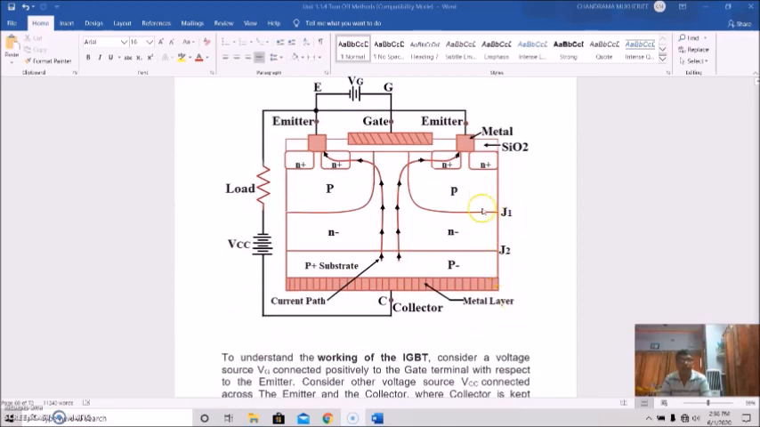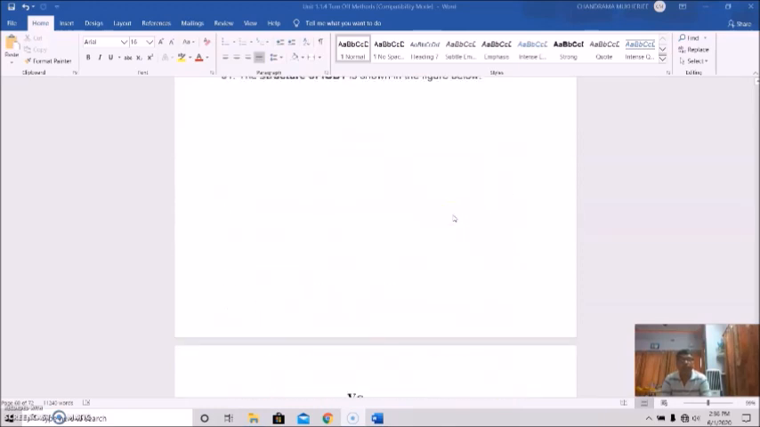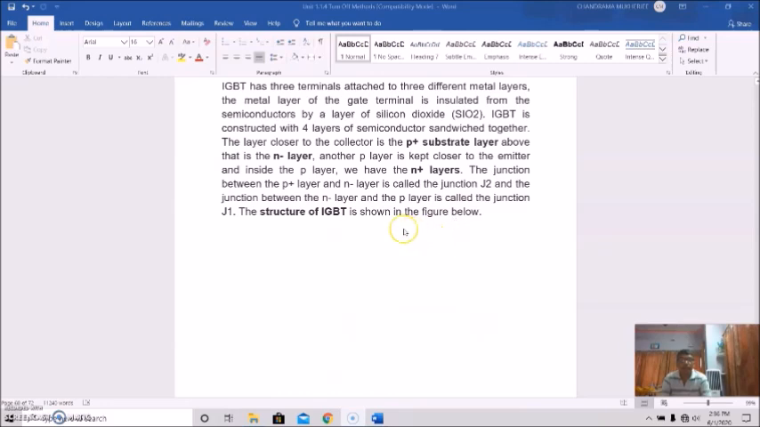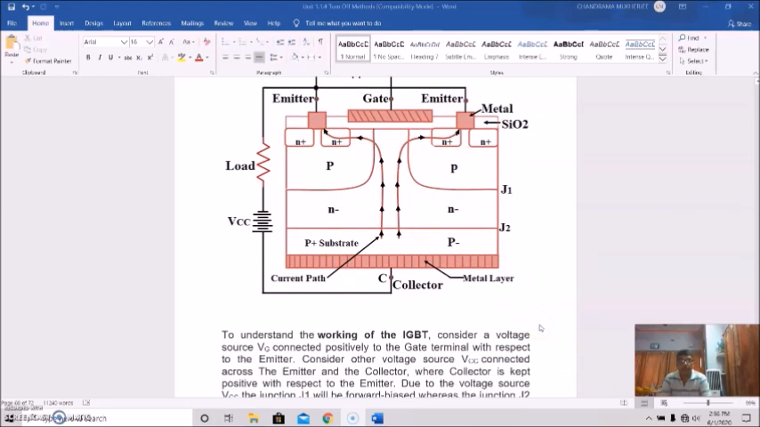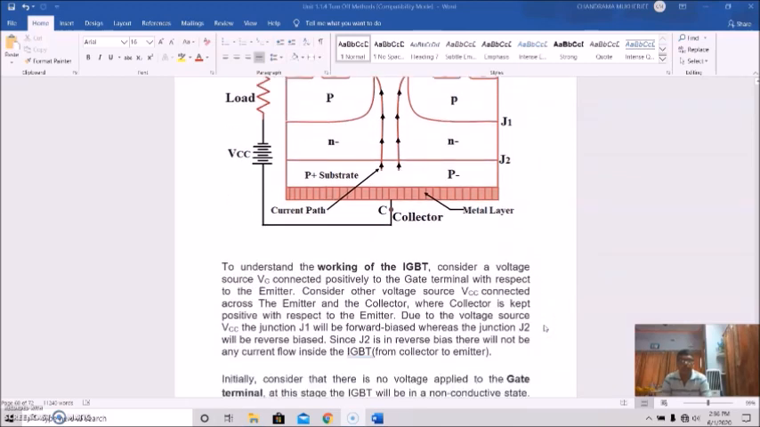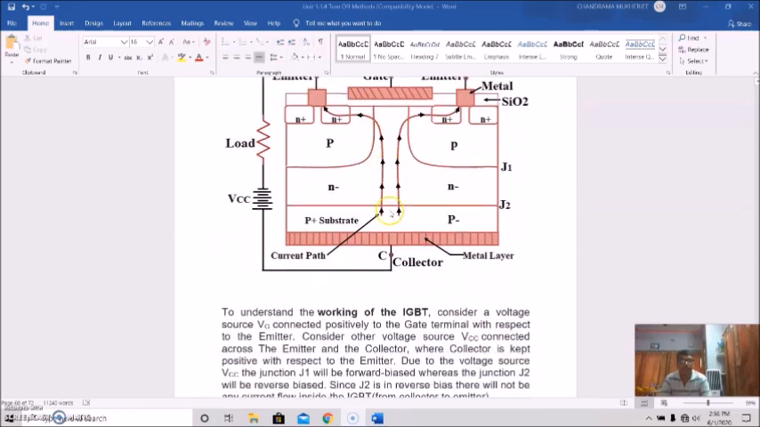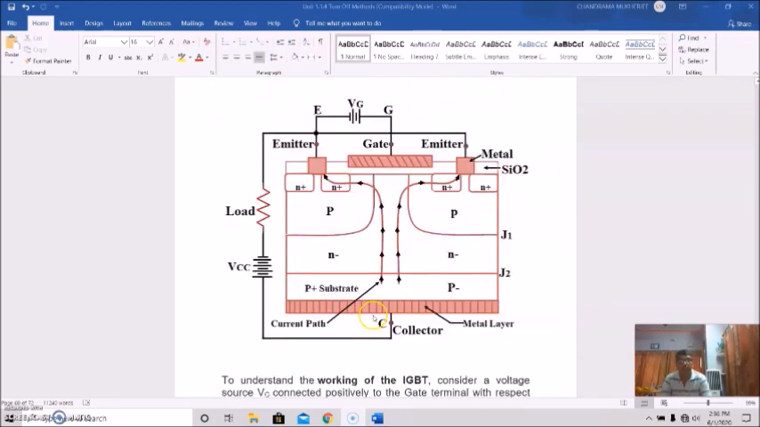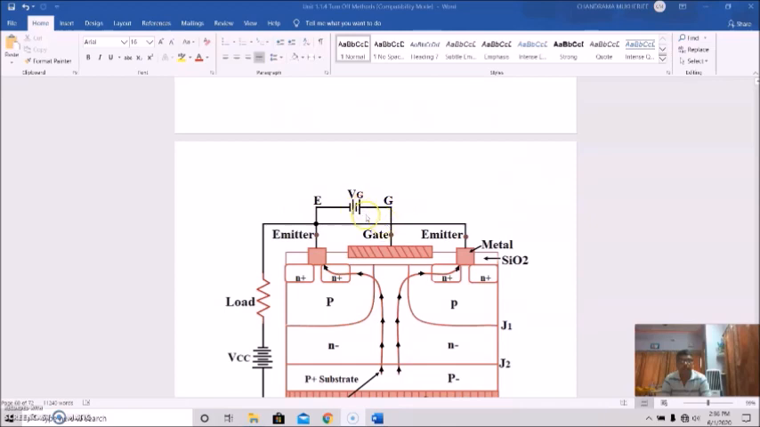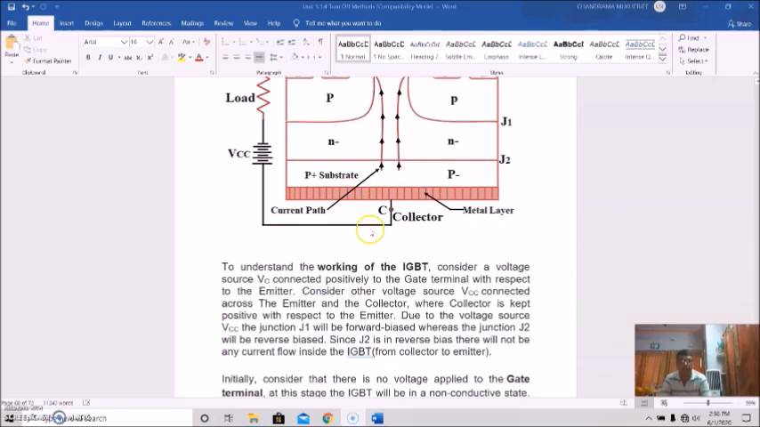This is junction J1. So the structure of IGBT is shown here. This is like what I told you. This is depicted here. Now, to understand the working of IGBT, consider a voltage source VG connected positively to the gate terminal with respect to the emitter. The emitter is connected with the negative terminal.